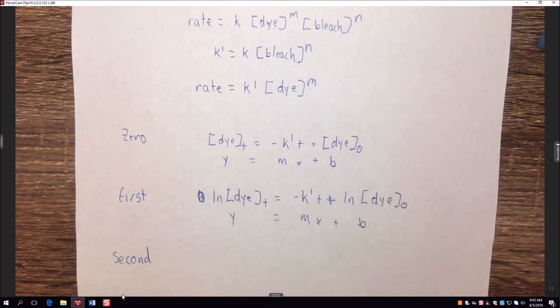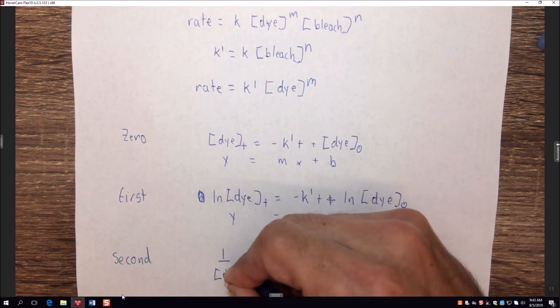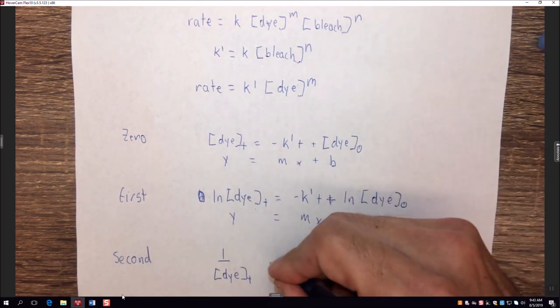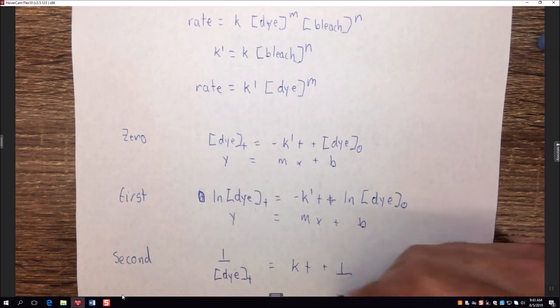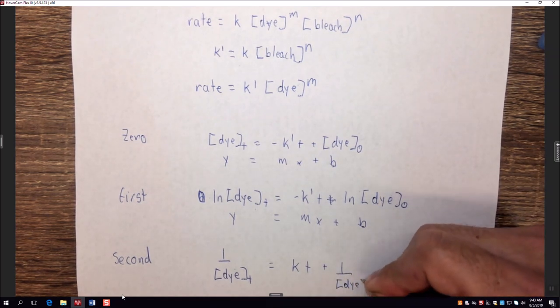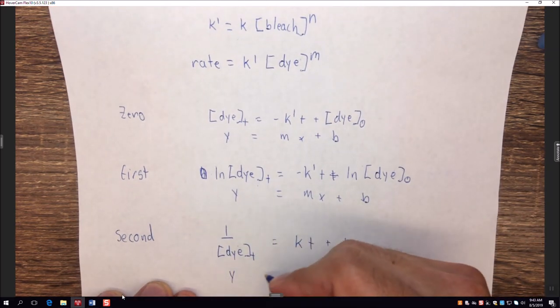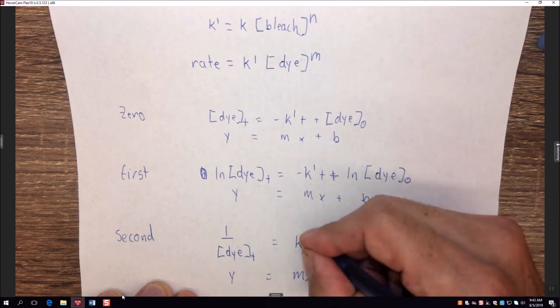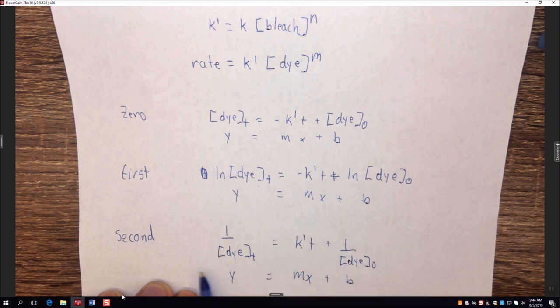Finally, we're going to check to see if it's a second order reaction, which is 1 over the concentration of dye at some time equals k prime t plus 1 over the concentration of dye initially. And again, y equals mx plus b, where m is k prime. If we do 1 over dye at some time versus time, and we get a straight line, we'll know that the reaction is second order with respect to dye.